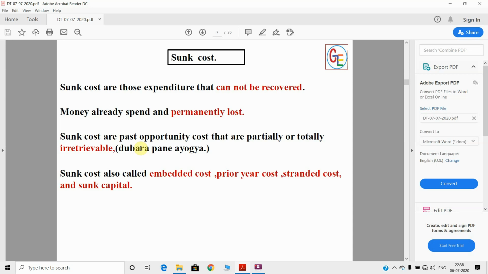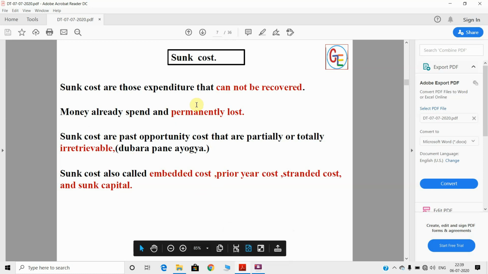If there is a bridge over any kind of river, that cost cannot be recovered or earned back by the government. So that is the example of sunk cost, right? And sunk cost is also called embedded cost, prior year cost, standard cost, and sunk capital. These are the many important notes you have to note down, please.